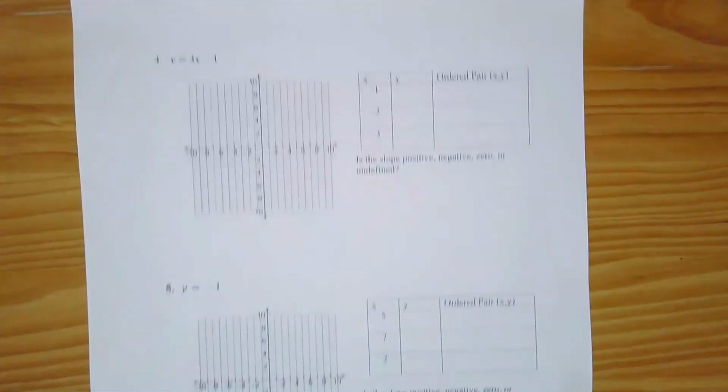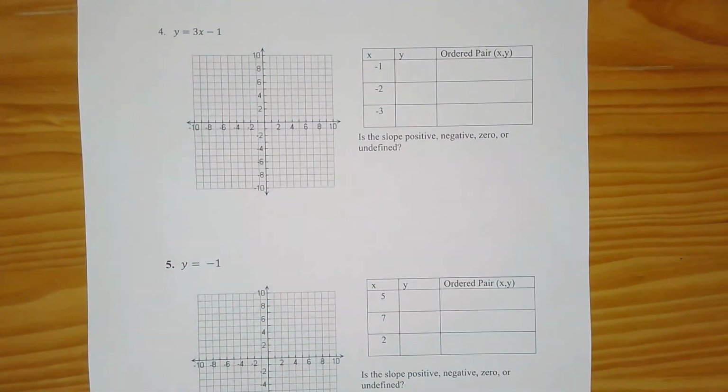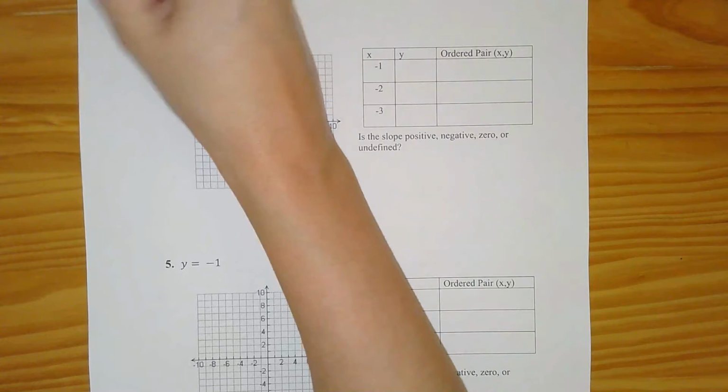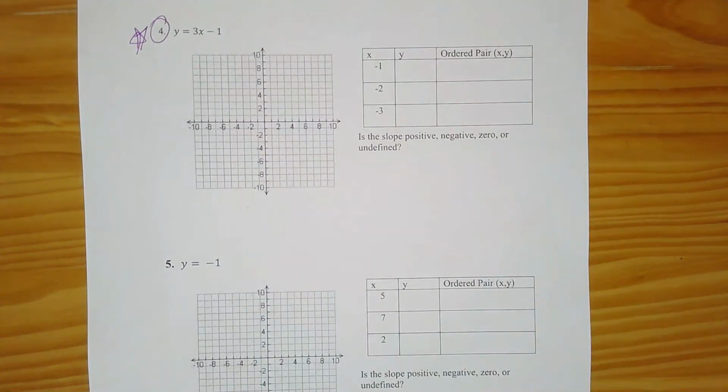Alright, are you guys ready for another one? The next one I have for you is y equals 3x minus 1. In the table of values, I'm giving you x is negative 1, negative 2, and negative 3. So this time, I'm going to let you guys try the entire thing. So pause your video. See if you can fill out that table of values, see if you can graph them, and see if you can answer the slope question. Okay? So pause your video, and I'll give you guys the answer here in 3, 2, 1.